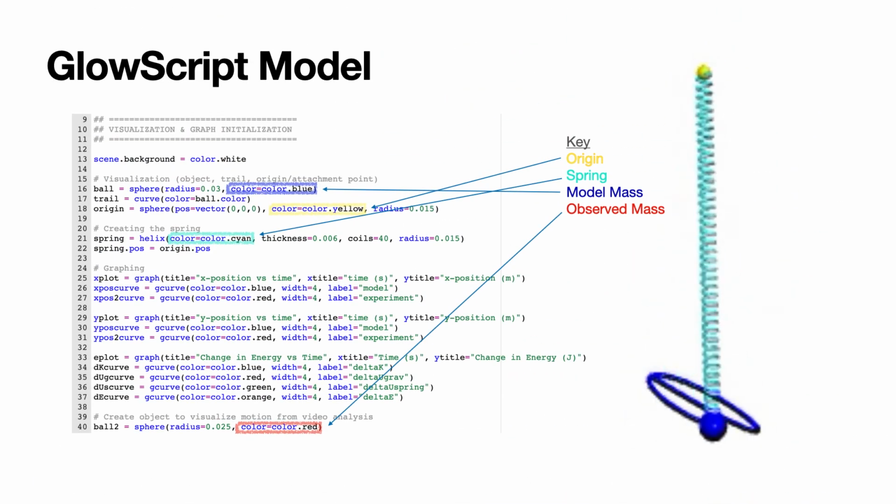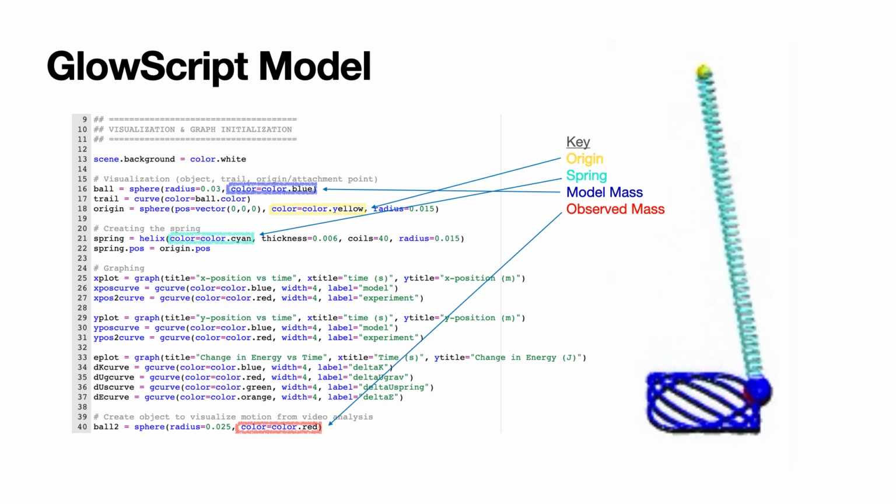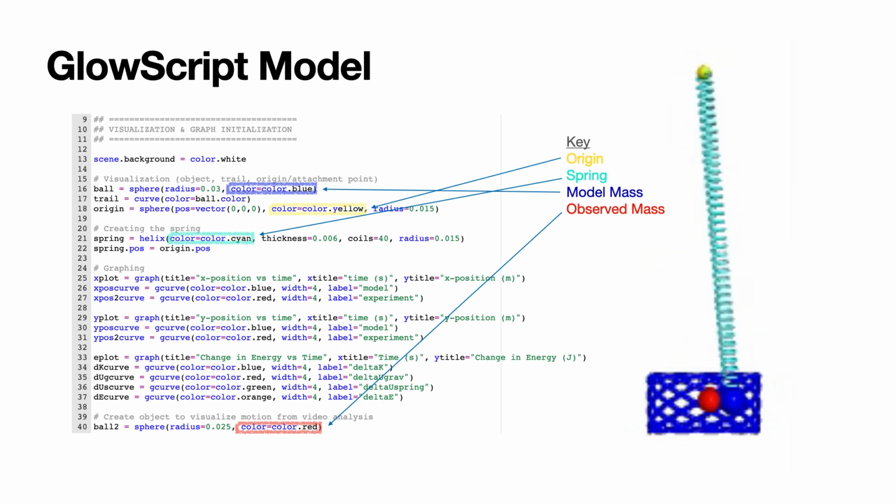Shown on the right is the model of the spring mass system. The origin is colored yellow, the spring is colored cyan, the model of mass is colored blue, and the observation mass is colored red. The code detailing the colors of each component is shown on the left.